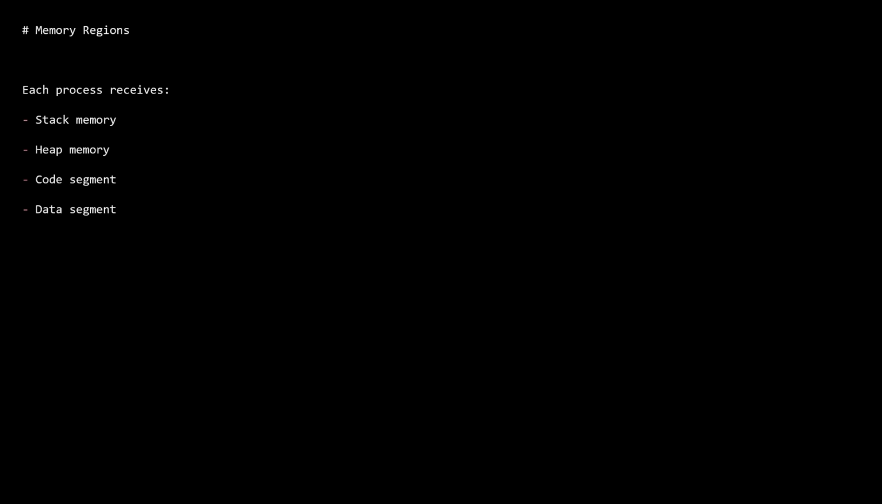Every process gets its own isolated memory region, protected by the operating system. Process A cannot access Process B memory. This isolation is fundamental to system stability.